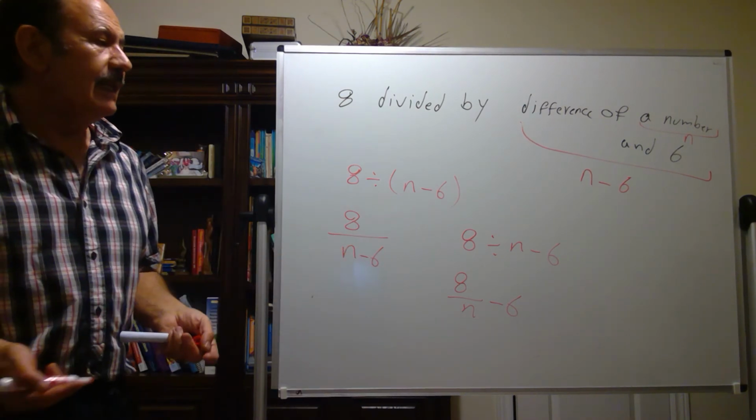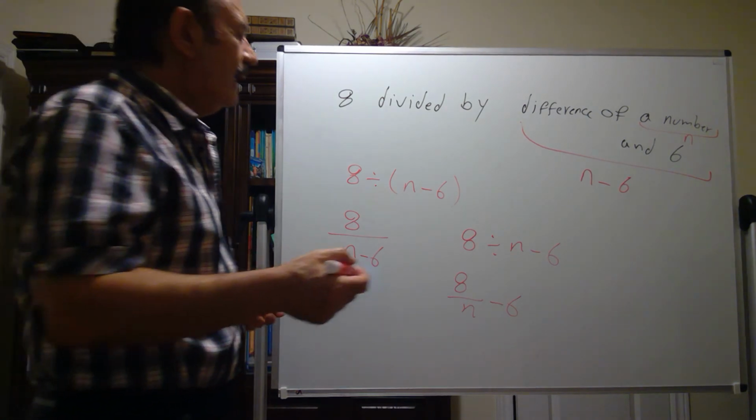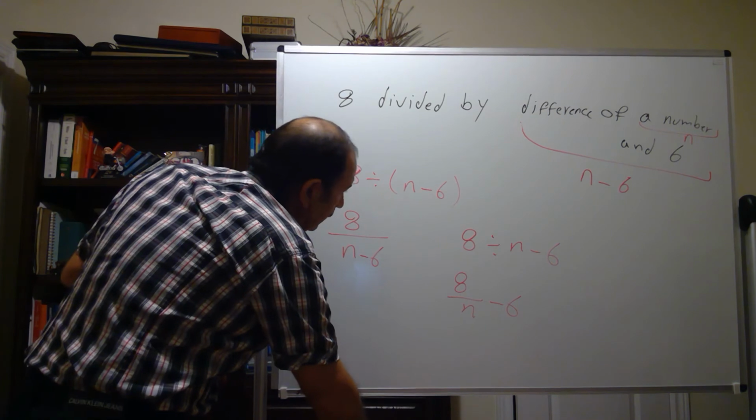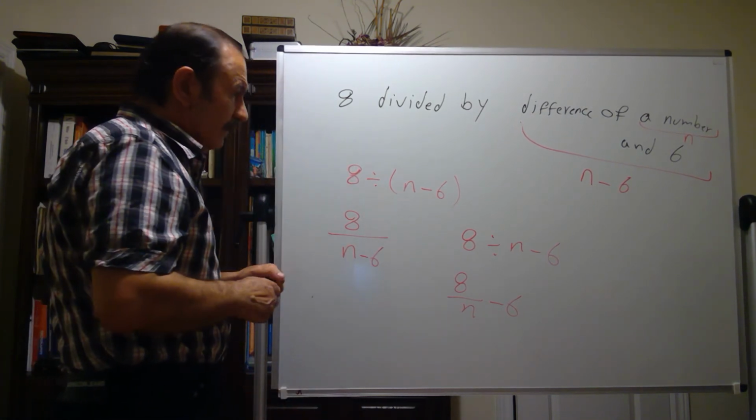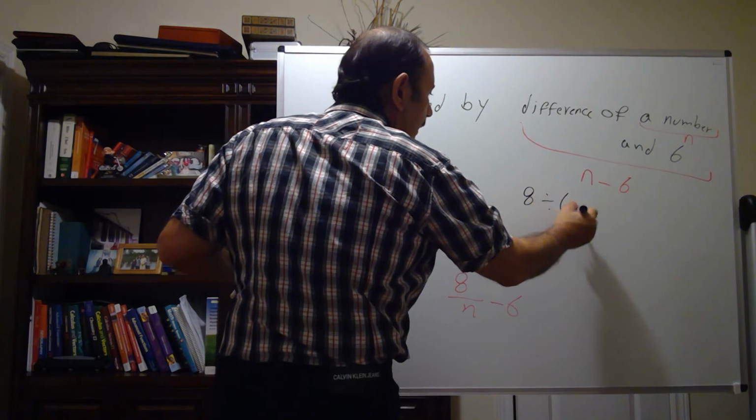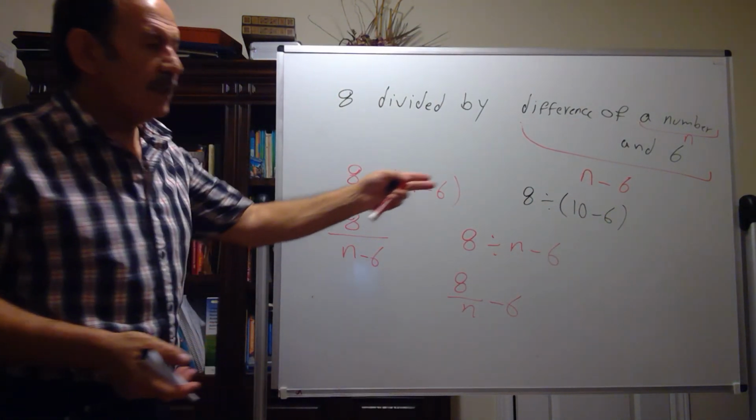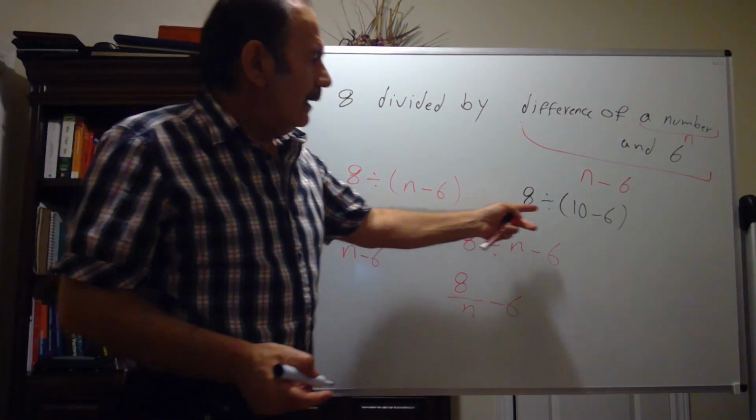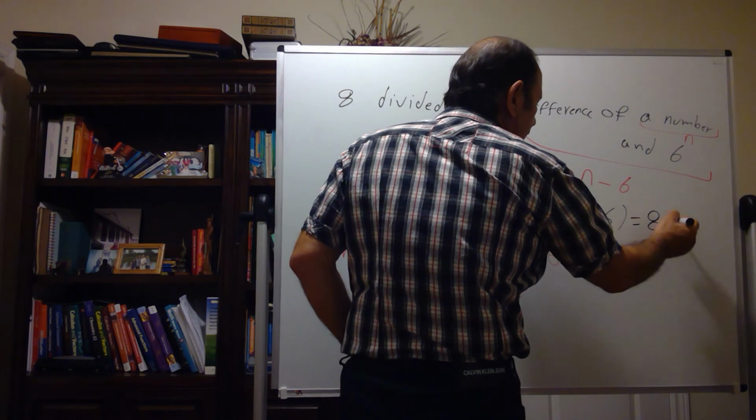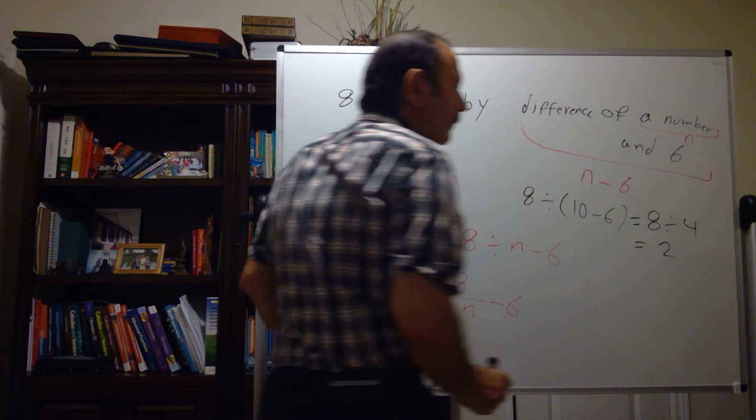As an example, if for n I put 10, I want to show you what the difference is. The first one is going to be 8 divided by 10 minus 6. Instead of n, I'm just using 10. Then 10 minus 6 is 4, and 8 divided by 4 is 2.